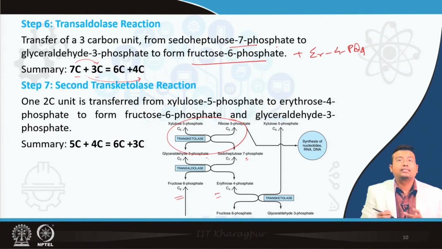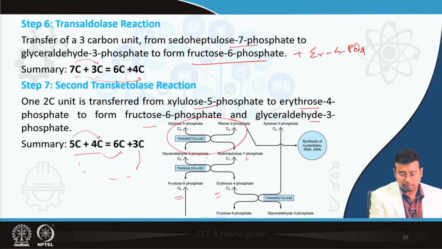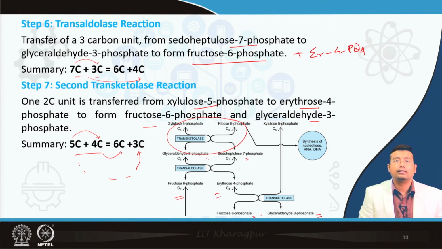So, again a transketolase reaction happens where a 2 carbon unit is transferred. So, 2 carbon unit is transferred from xylulose to erythrose, leading to the formation of fructose 6-phosphate and glyceraldehyde 3-phosphate. So, 5 plus 4. Okay. So, 2 gets converted, added here, it becomes 6, and 5 becomes a 3 carbon compound. So, ultimately glyceraldehyde 3-phosphate and fructose 6-phosphate, these two are produced at the end of the second transketolase reaction.